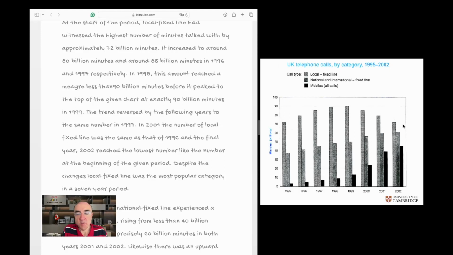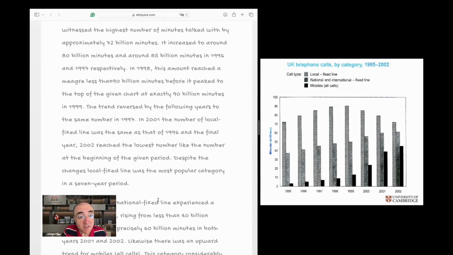We already spent a lot of time and words in this report to just report one element. One, the other two are left. Despite the changes, comma, local fixed line was the most popular category in a what? 7-year period? 1, 2, 3, 4, 5, 6, 7, 8.